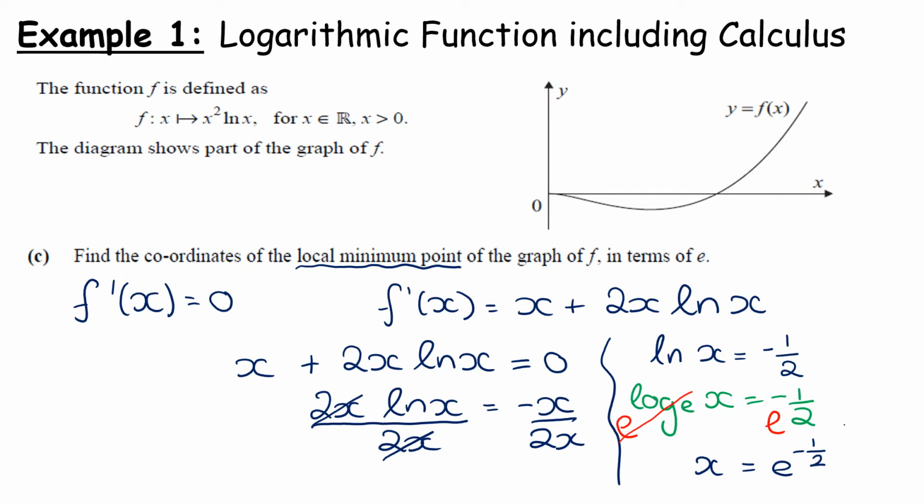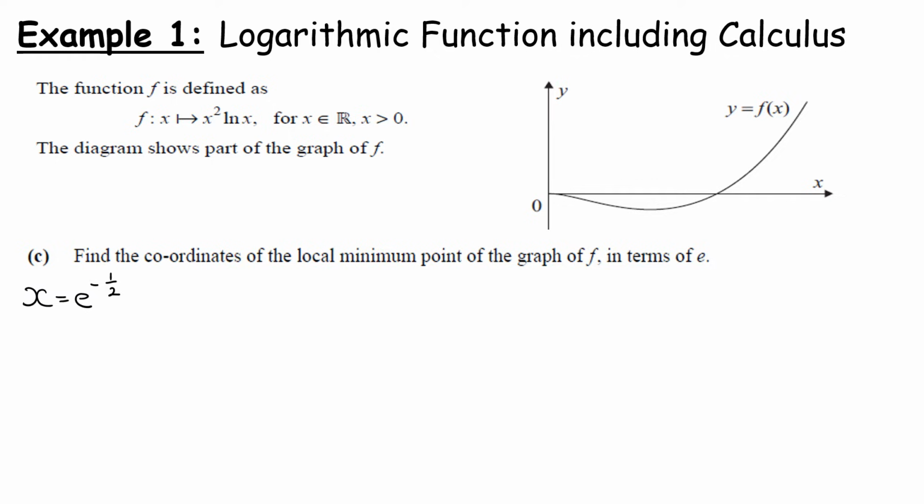Also, they ask for the point, so we need to work out the y coordinate as well. You can tidy this up first, or you can sub it in as is. I'm going to sub it in as it is and then tidy it up at the end. So to get my y, I go back to my original function, and that is x squared, so e to the power of minus a half squared times the natural log of e to the power of minus a half. Now you can use your calculator to help with this, but they do want it in terms of e. So I'm going to use my rules of indices. So e to the power of minus a half to the power of 2 gives me e to the power of minus 1. Natural log of e to the power of minus a half.